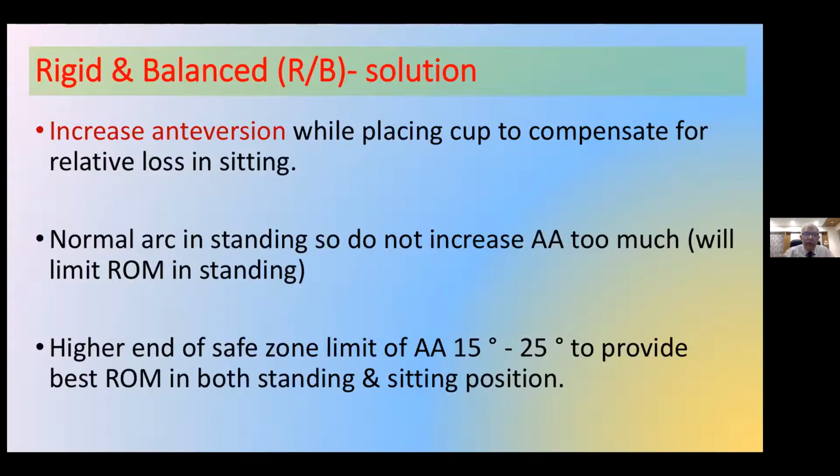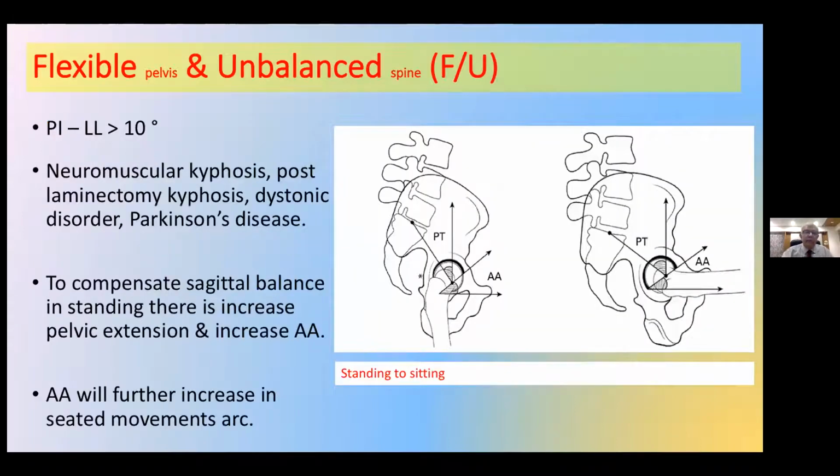But make sure that you do not increase anteversion too much, because the problem is happening in the sitting position. In standing, the patient is still normal because of the balanced spine. So you have to just put the cup in a higher zone limit, about 15 to 25 degrees, to provide the best range of movement in both standing and sitting.